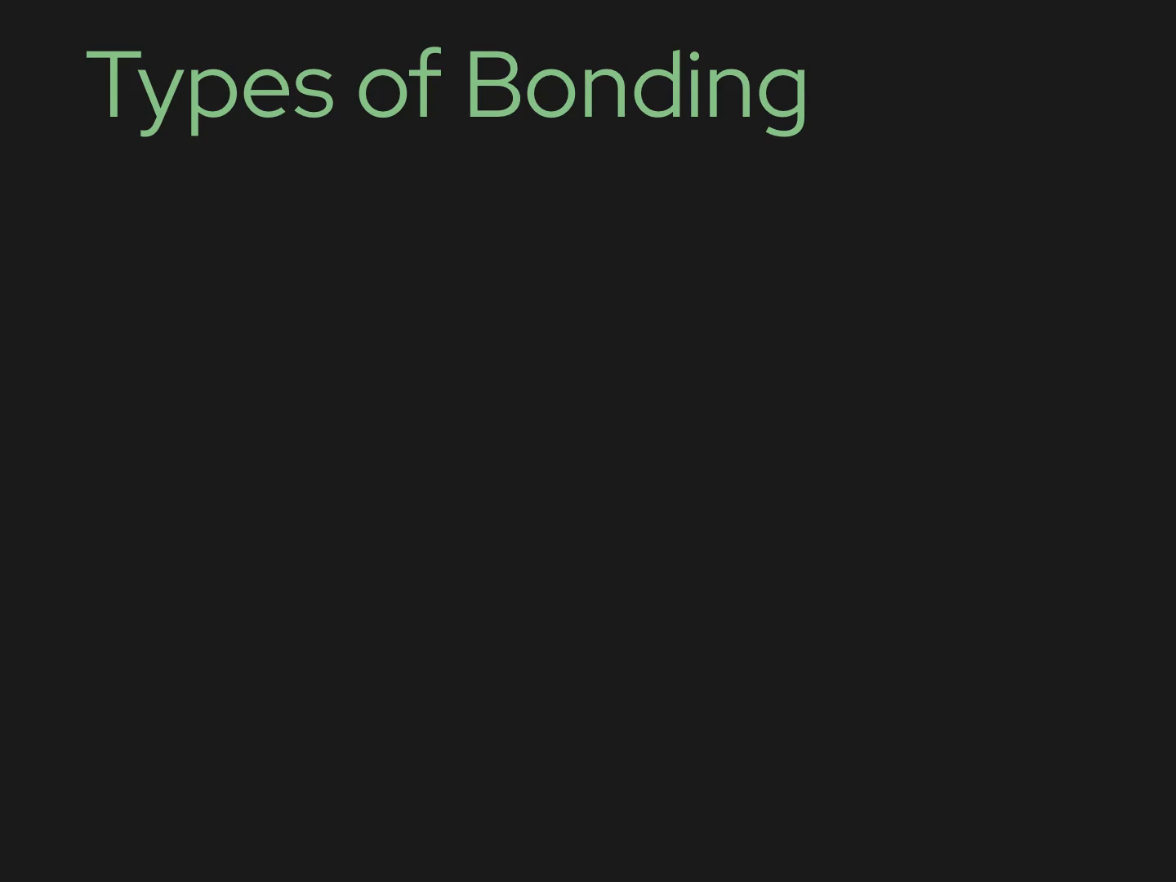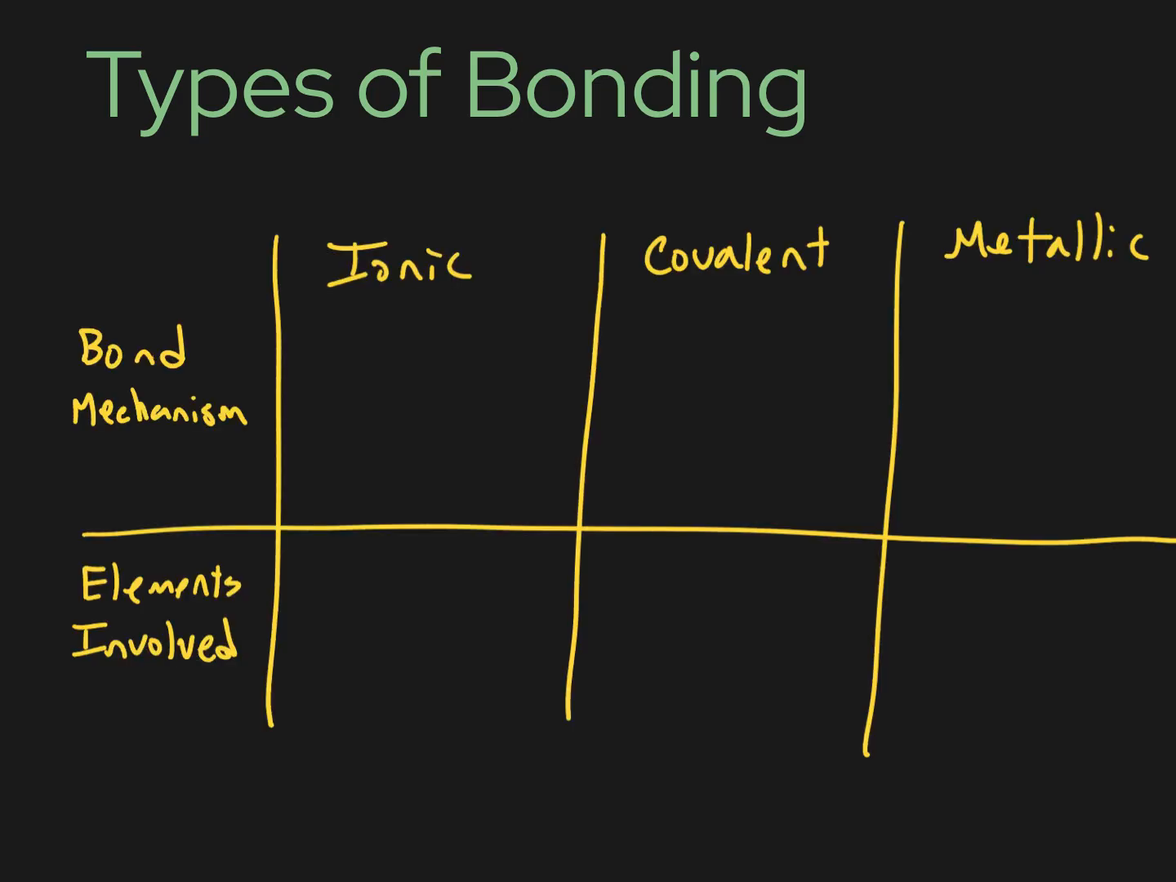Hey everybody, in this next video lesson, we're going to talk about types of bonding and we're going to specifically focus in on ionic bonding. I first want to set up a little table here that has three different types of bonding that we're going to talk about: ionic, covalent, and metallic. And in this table, we're going to include the bond mechanism, or in other words, how the bond forms, and then we're also going to talk about the elements involved.